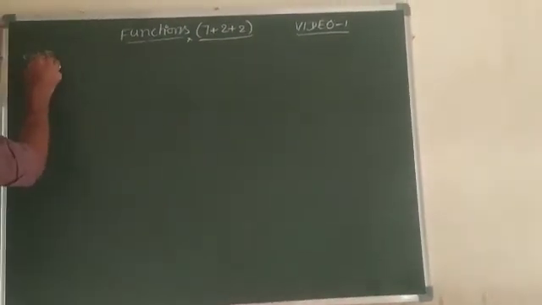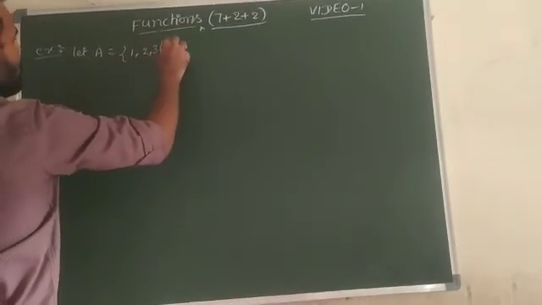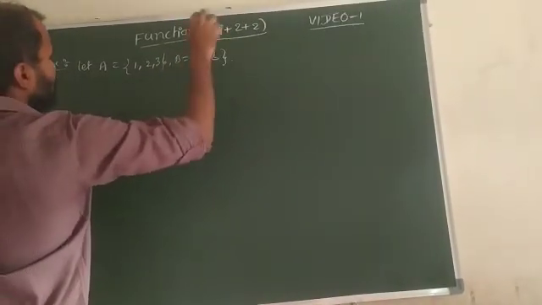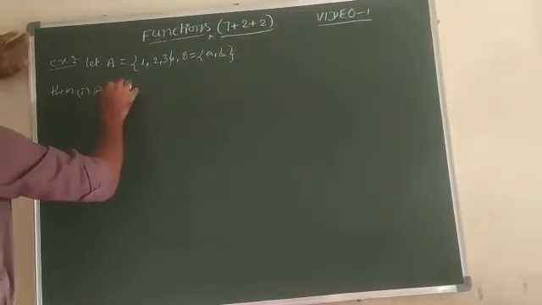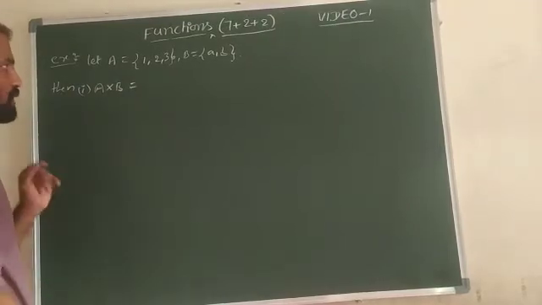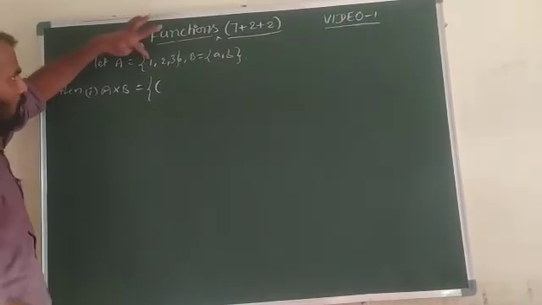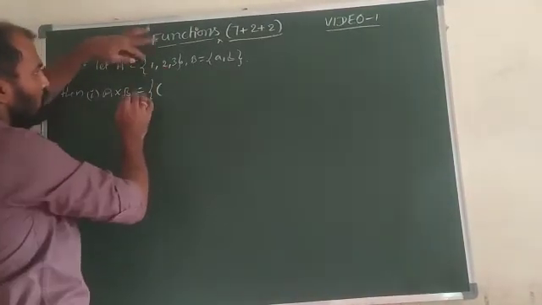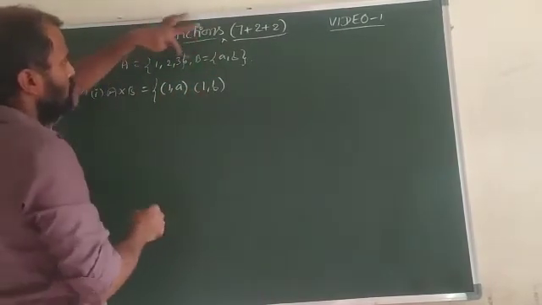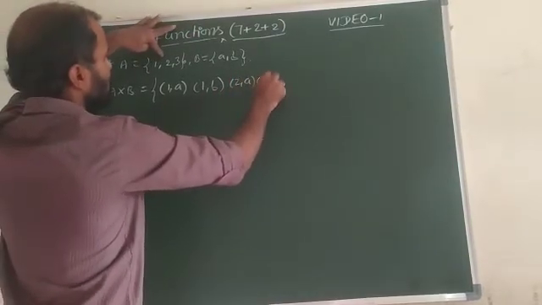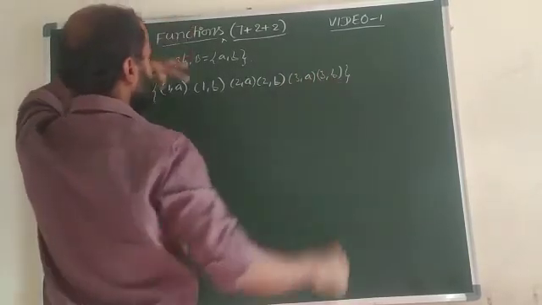Next is the example for the Cartesian product. Let A equal to {1, 2, 3} and B equal to {a, b}. Then A cross B is the Cartesian product of A and B. It is the set of all ordered pairs. What are the ordered pairs? First the elements of A, then the elements of B: (1, a), (1, b), next with 2, (2, a), (2, b), and 3, (3, a), (3, b) is the Cartesian product of A, B.